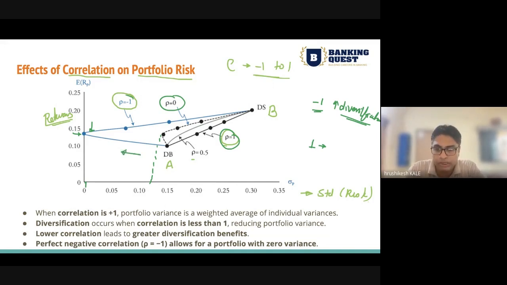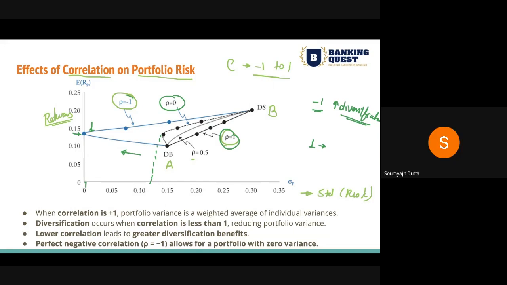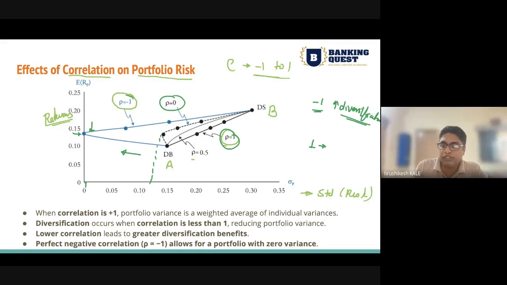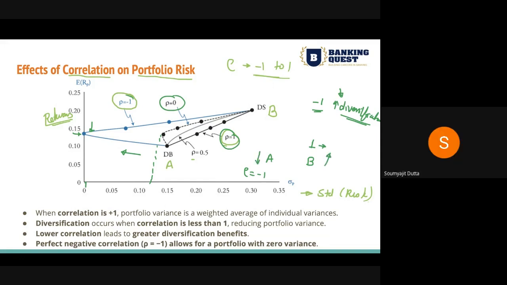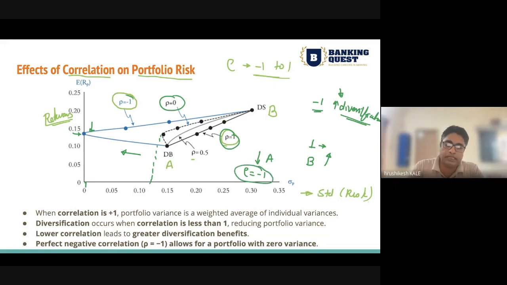Okay. Any question here? Please ask. Sir, -1 correlation means the highest diversification? Yes, that means there is a lot of diversification. What does that mean? So if the correlation is -1 between A and B, what does that mean? When A is falling, B is increasing. That's what correlation of -1 tells.